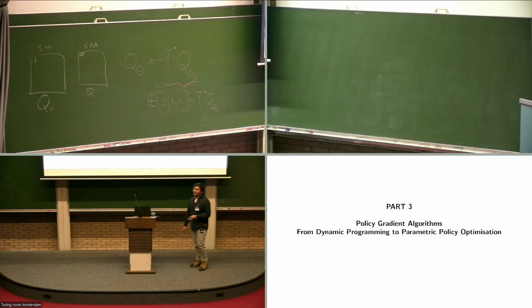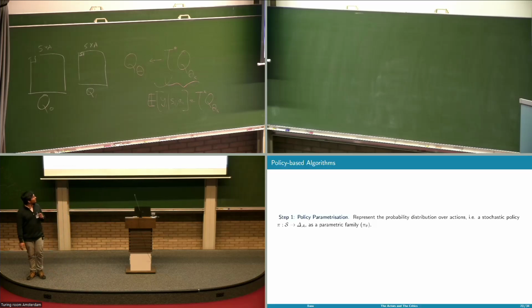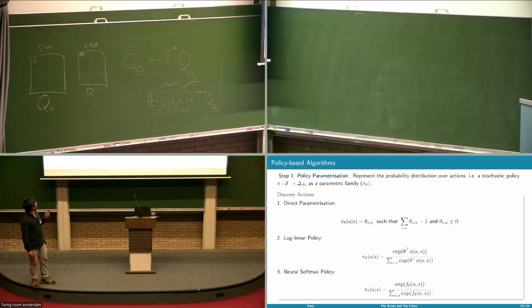Okay, so then the next part of the story. We have looked into the values and so on. It's fine, but often people ask: I wanted to get the optimal policy, so why would I care about this big table or function? I want to get my policy done. So what people try to do is, from dynamic programming, now go for direct parametric policy optimization. You turn your policy into a parametric function and try to find its optimal parameters. So the first thing, as I said, is to represent the probability distribution over actions as a stochastic, parametric policy. And then you can go for different parameterizations.